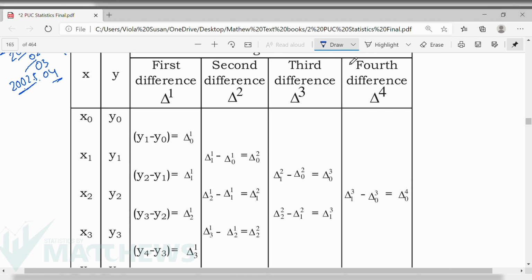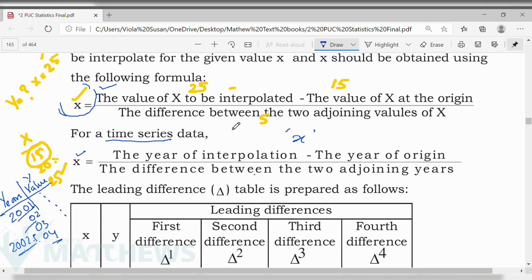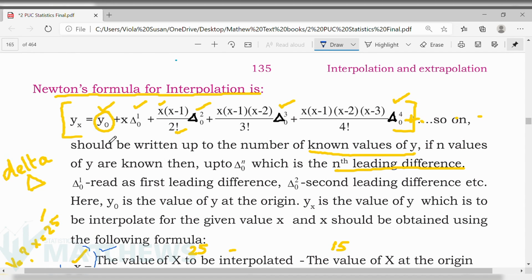So what we see here is, this is the first leading difference, this is the second leading difference value, this is the third leading difference value, and this is the fourth leading difference value. These values and the value of x, whenever you substitute in this formula, with the y naught, substitute all of these values of x and delta naught raised to 1, delta naught raised to 2, and all about y naught, then you get the desired value of y.